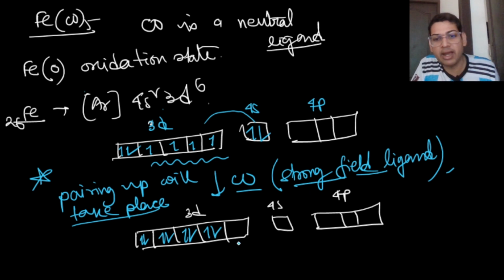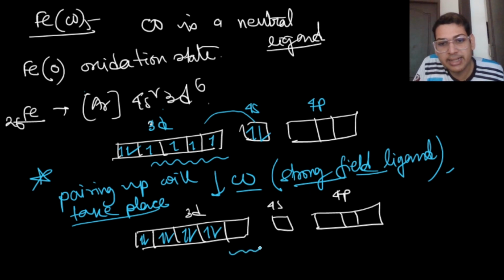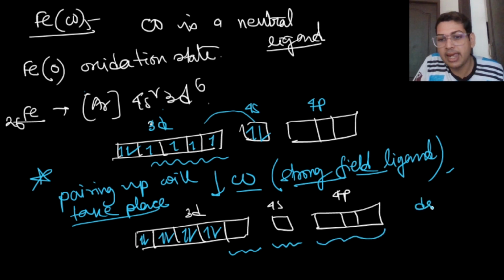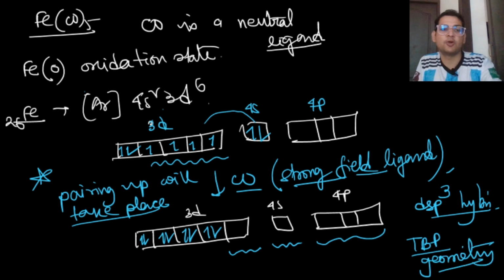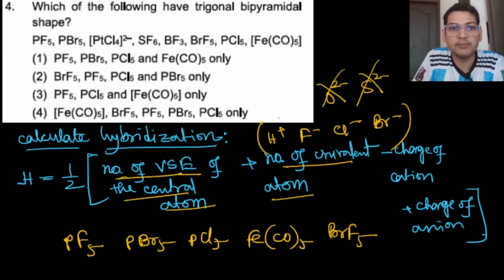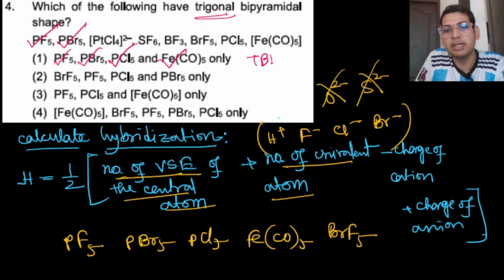Okay, sir. Now what are the vacant orbitals? You see, from vacant you are getting d, s and p3. So dsp3 hybridization, and dsp3 hybridization means it is again TBP geometry. So what are they asking? They are asking for trigonal bipyramidal geometry. PF5, PBr5, PCl5, FeCl5, all are TBP geometry. But this is also TBP shape.